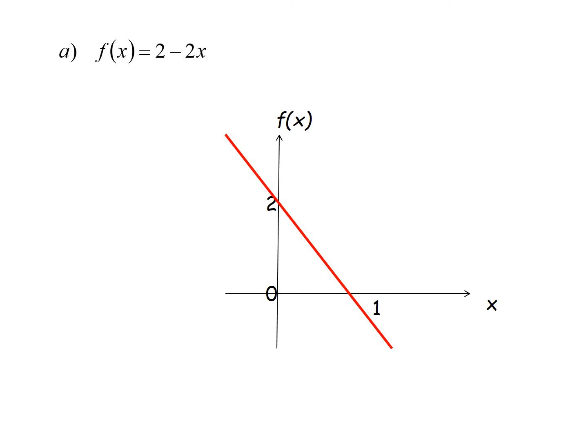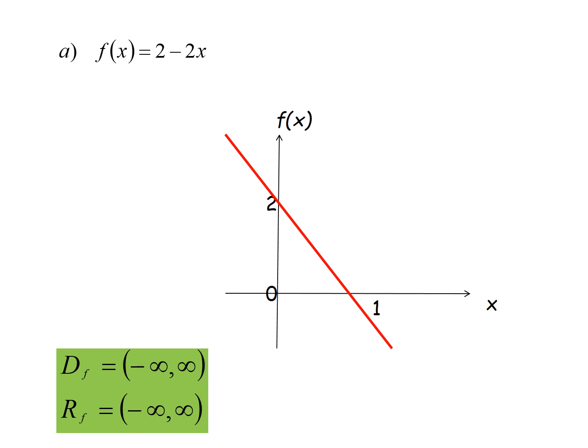And then we observe from this graph, the domain is from negative infinity to infinity. It can expand on the left hand side or on the right hand side. So the domain is (negative infinity, infinity). And since it can also expand up and down, the range is also (negative infinity, infinity). The range is the set of possible values of f(x) as x varies throughout the domain. Since the domain is (negative infinity, infinity), the range is also (negative infinity, infinity).